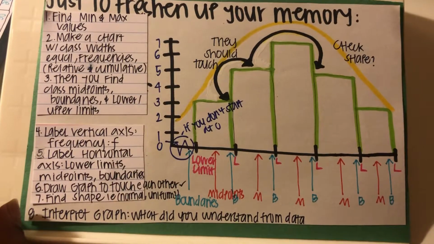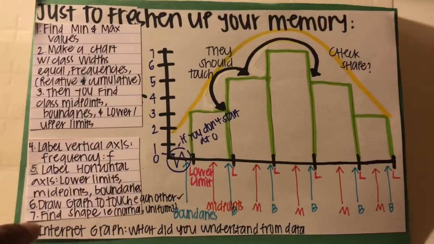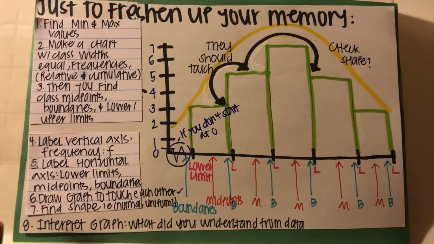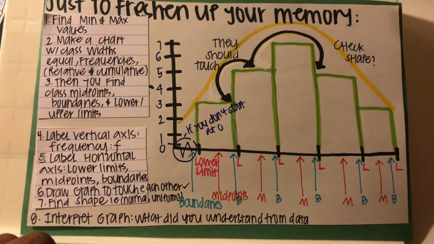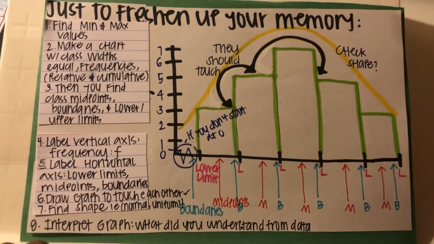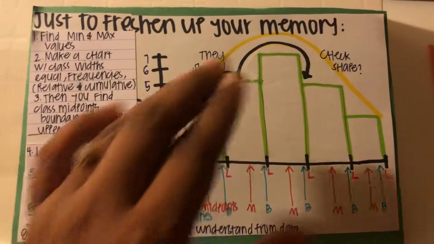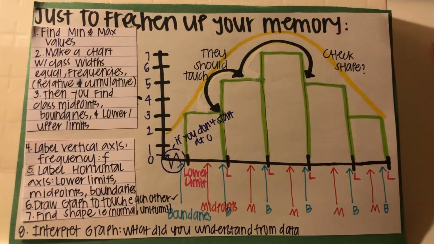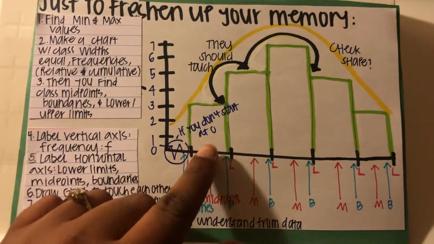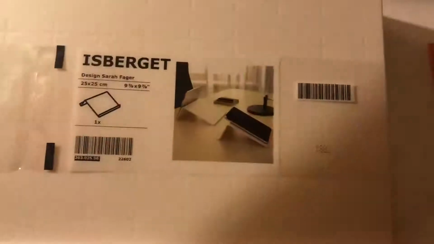Draw your graph so the bars touch each other. These should always touch each other. Find the shape, i.e. normal, uniform, skewed left, skewed right, and then interpret the graph. What did you understand from this data? What can you guess about this information? Is it going up? Is it going down? Or just check the shape. And remember, if you don't start at 0, break the scale. The end.